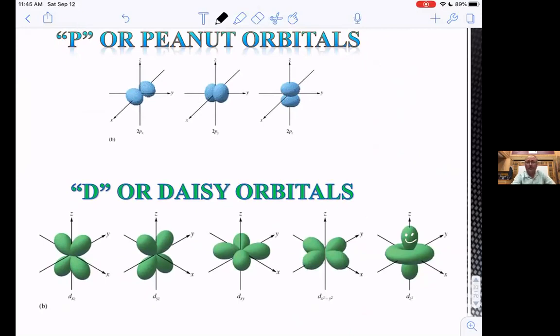So here are the peanut or P-shaped orbitals. X, Y, and Z axis doesn't really matter. I guess it depends on which angle or what your perspective is looking at the atom as to which one is which. But there are 3.